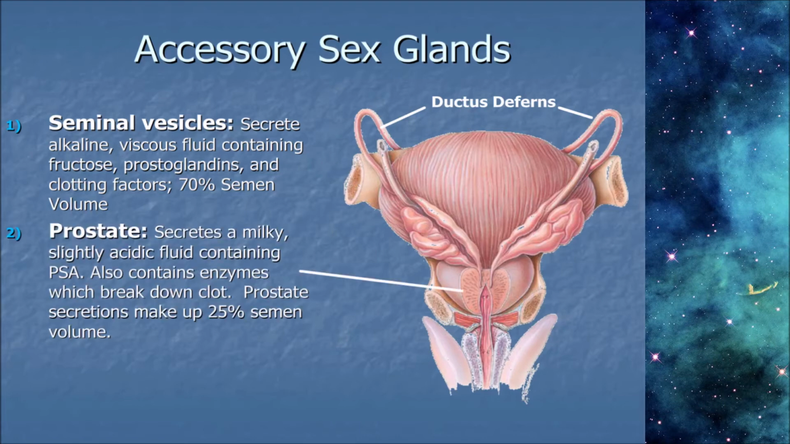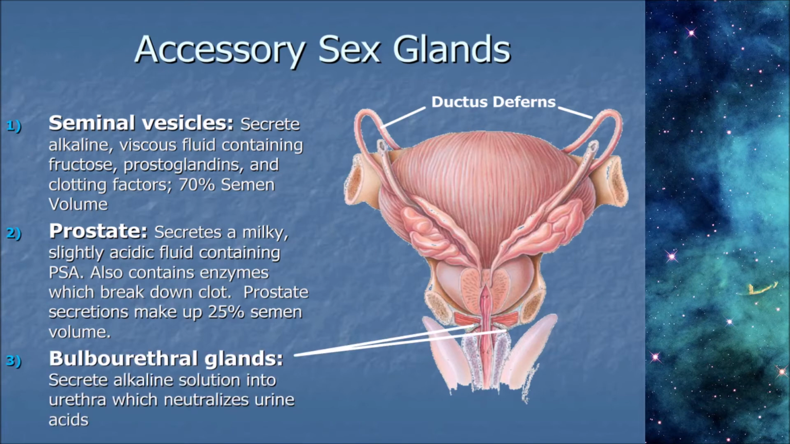Now, the prostate is also another accessory gland that helps to secrete seminal fluid. It makes about 20 to 25% of the seminal fluid, and this consists of a milky, slightly acidic fluid containing prostate-specific antigen. And we'll talk about that in just a couple slides. It also contains enzymes that will eventually break down the clot that was formed by the clotting factors manufactured by the seminal vesicles. Okay, our last set of glands are the smallest, and these are called the bulbourethral glands.